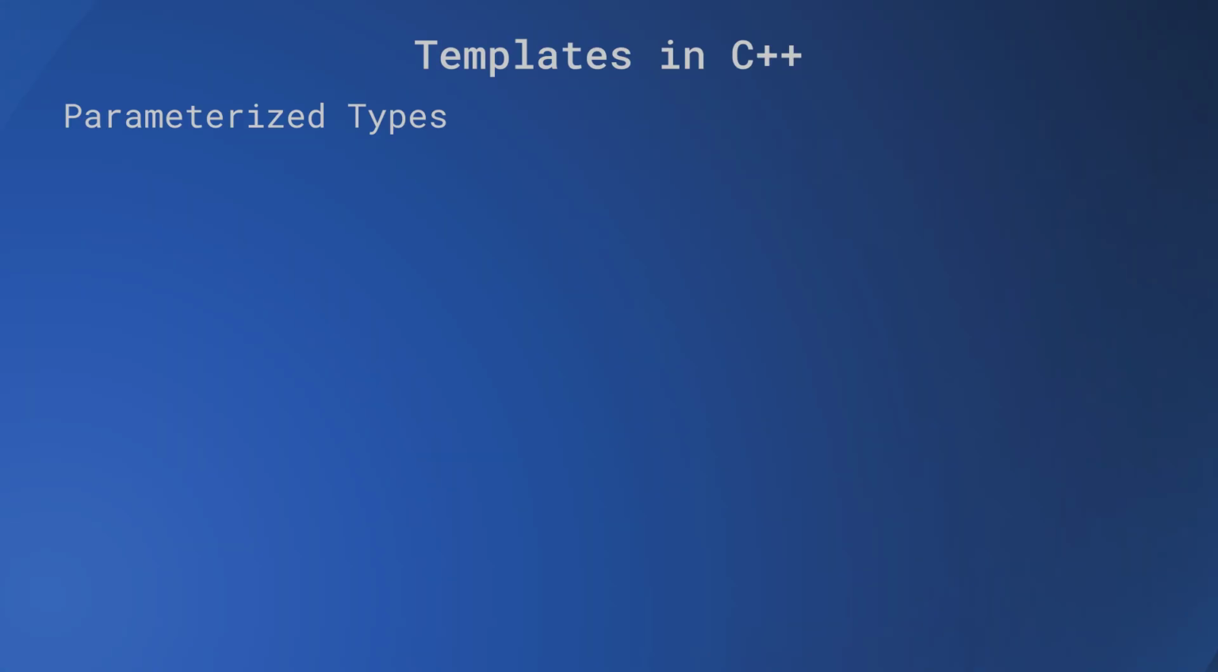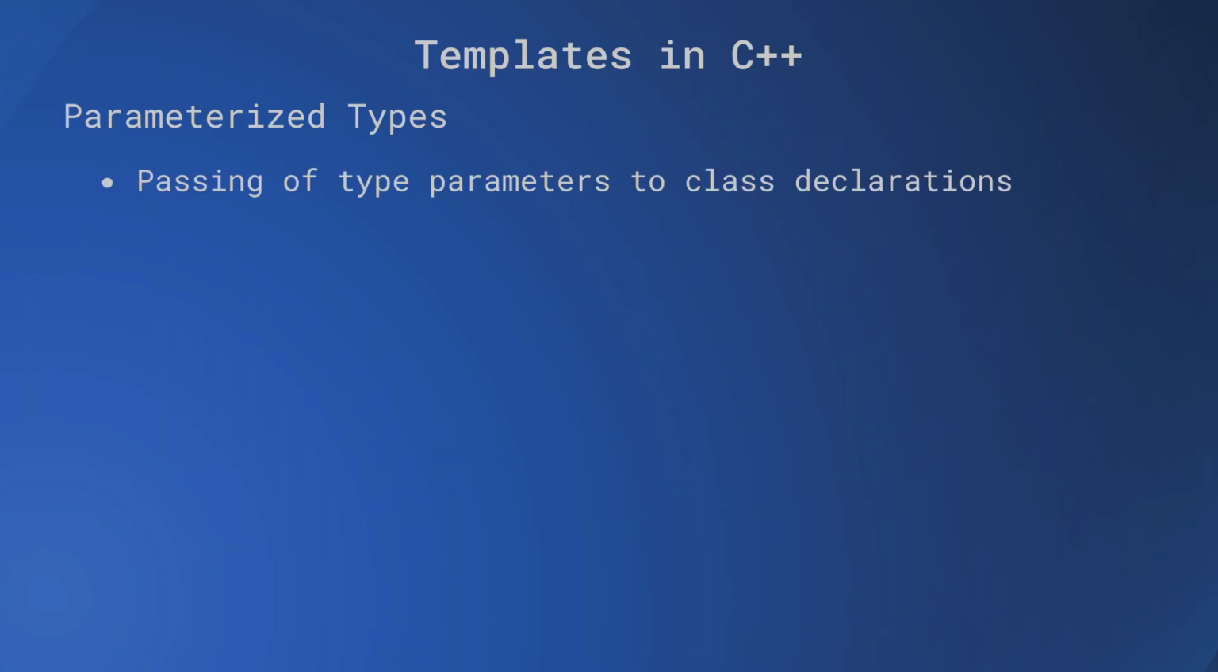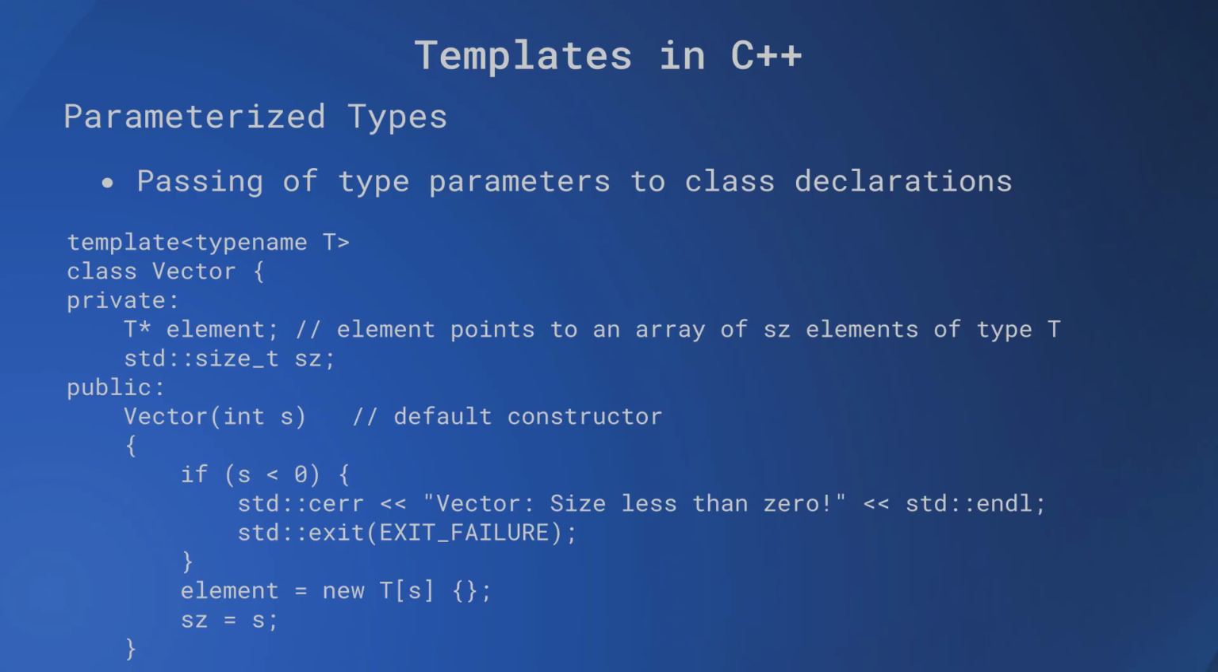The first topic under templates is parameterized types, which is passing of type parameters in class declarations. This is the most common usage of templates. For example, here's a declaration of class template of vector of type T. T is the type parameter.